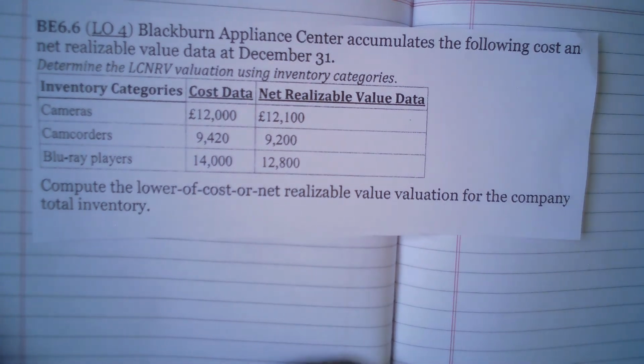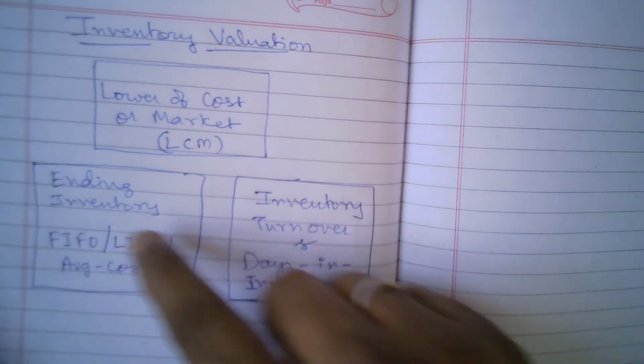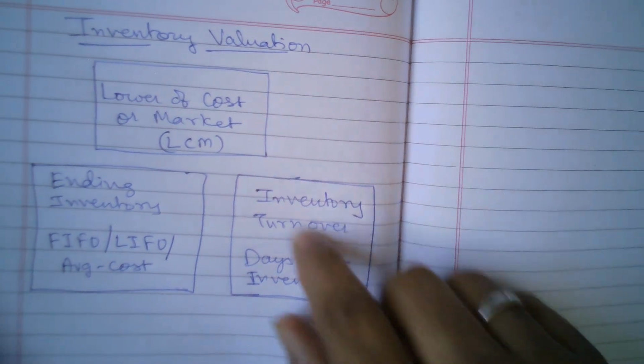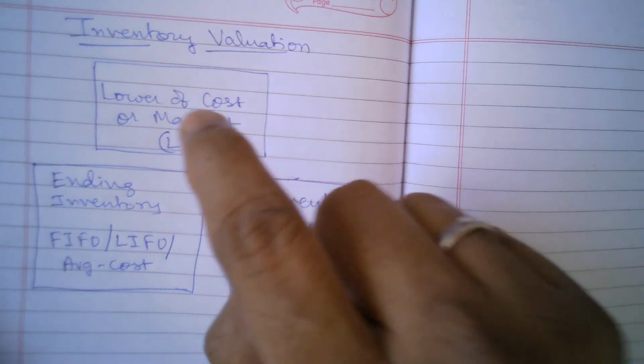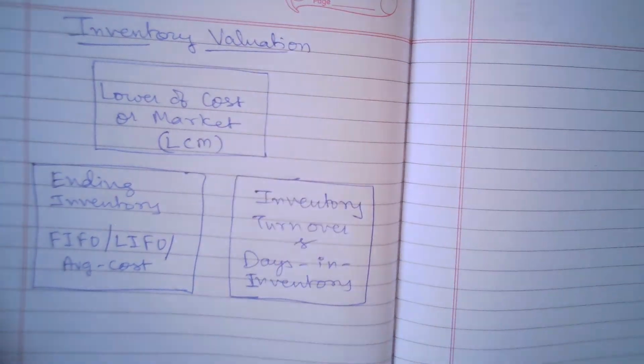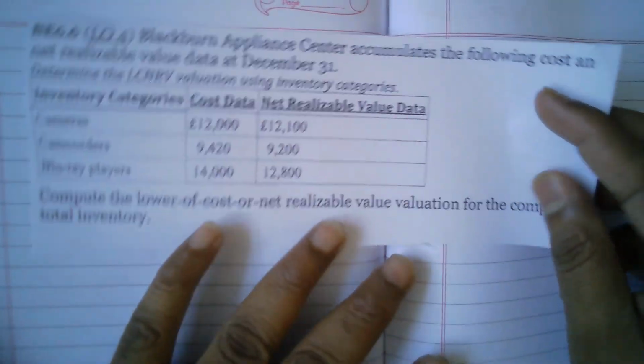So this is a part of the playlist on inventory valuation, and I explained the introduction. There are three different models of problems in inventory valuation, and the first model is lower of cost or market, LCM. On this concept, let me solve one or two problems. Okay, so the first problem that we'll solve is this one.